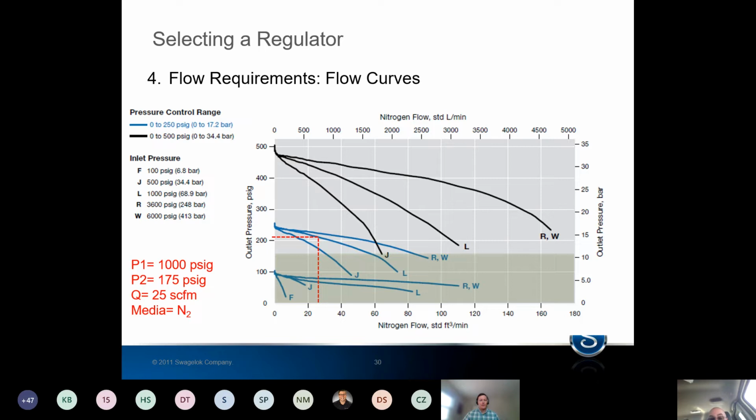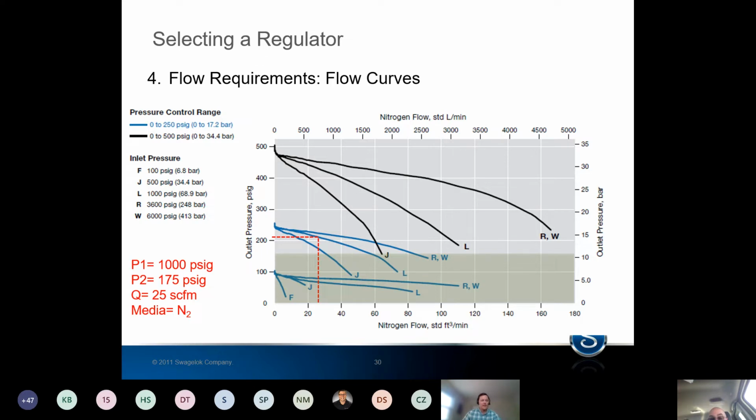The first one is not enough, because we need 175 PSI. So we keep going up to find the next L curve. With this one, we find the intersection and look at the outlet pressure over here. At our flow rate, with the inlet pressure we have, we can get, oh, perfect, at least 175 PSI. So we know that this regulator, with 1000 PSI in, and this is a 0 to 250 PSI out regulator, will work just fine for this application.